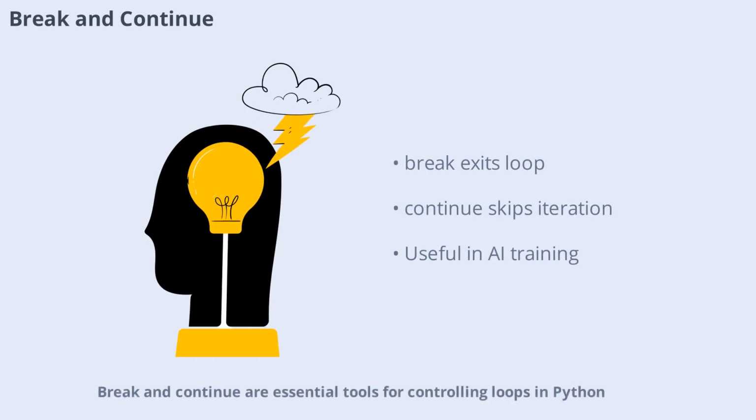Break and continue are essential tools for controlling loops in Python. Break exits the innermost loop immediately, while continue skips the rest of the current iteration and moves to the next. In AI training, you might use continue to skip a batch with bad data, or break to stop training early if your model reaches a target accuracy. Understanding these controls helps you write more efficient and readable code.